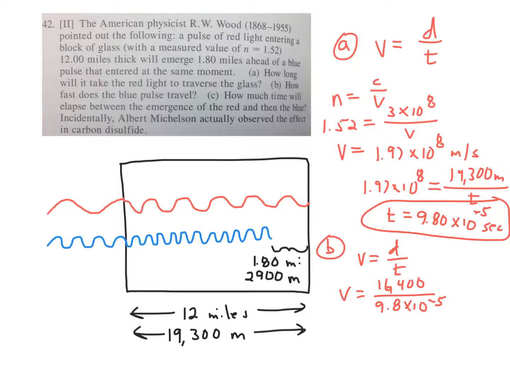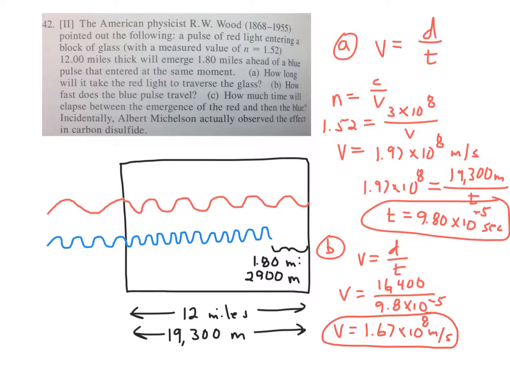So the velocity of the blue is 1.67 times 10 to the 8th. That's substantially lower. All right, you can figure out what percent lower that is. What is that, about 15% lower. I mean, it's substantial.